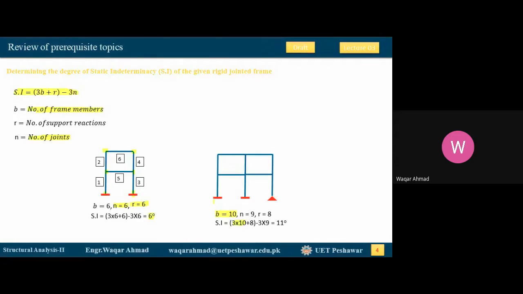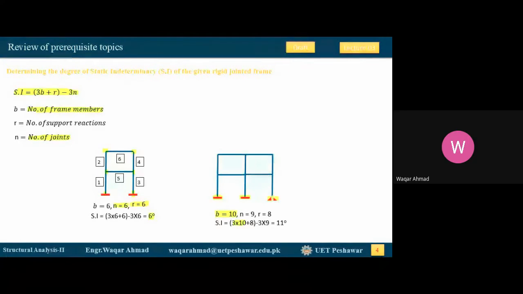So how many support reactions do we have now? We have 3 support reactions at this point, 3 support reactions at this point, and 2 support reactions at this point. We have this vertical support reaction, this horizontal support reaction, and here the bending resistance is missing. So 3 at this point, 3 at this point, and 2.